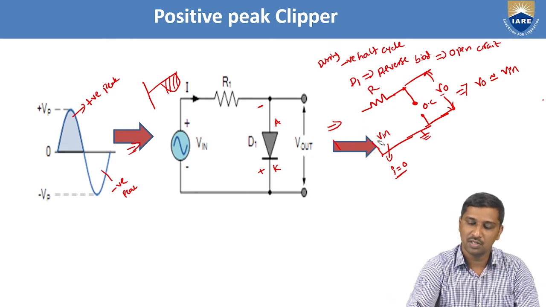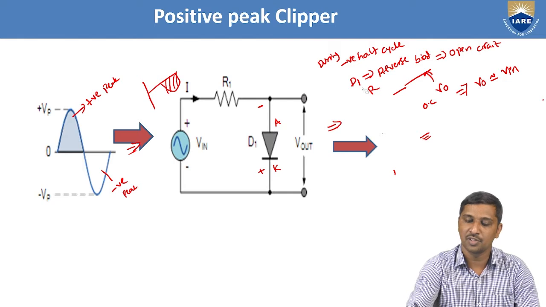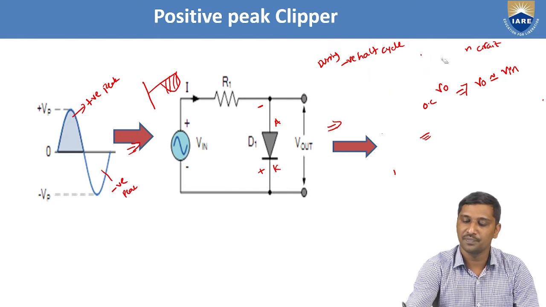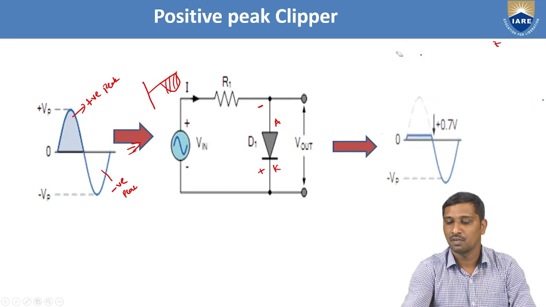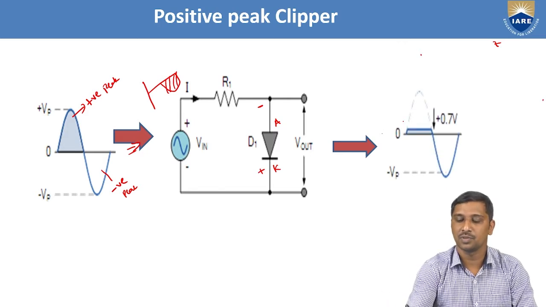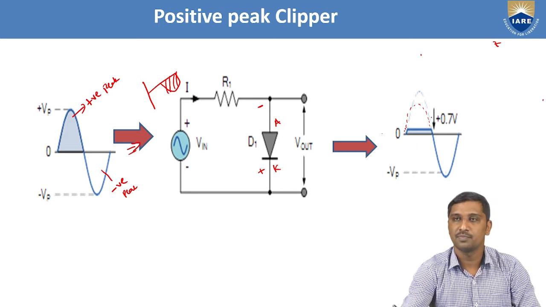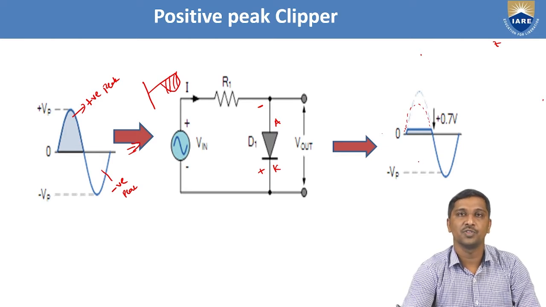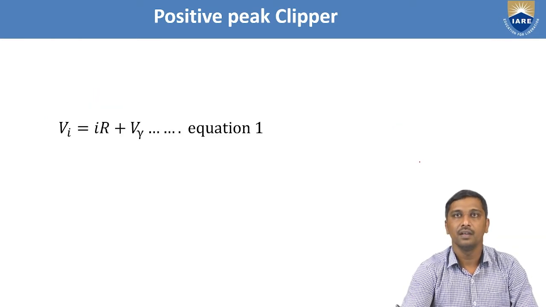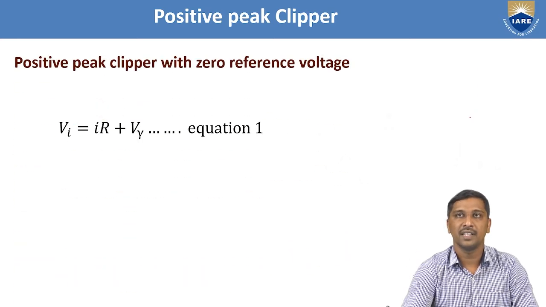Before that, based on this representation during the positive portion and the negative portion, here I have drawn the graphical representation of the positive peak clipper. So this type of signal is attenuated here. The positive portion is attenuated, but it allows the negative portion. Hence this type of response and this type of circuit is called a positive peak clipper. Now I'm going to show you mathematically.